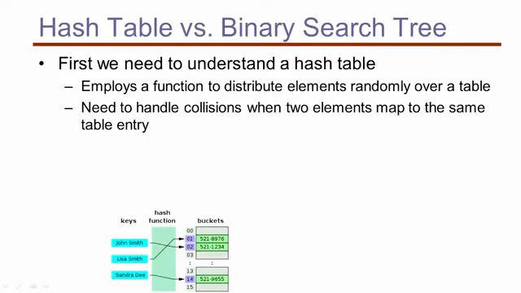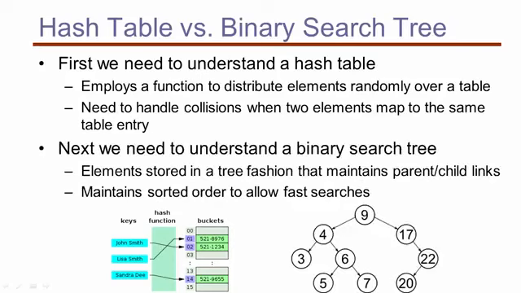A binary search tree stores its information in a rooted tree fashion that maintains parent-child links. In fact, each parent could have 2 child links to subtrees. And to facilitate fast searches, the tree is maintained in sorted order, with all the elements in the left subtree being smaller than the parent element, and all elements in the right subtree being larger than the parent element. This is known as the binary search tree property.